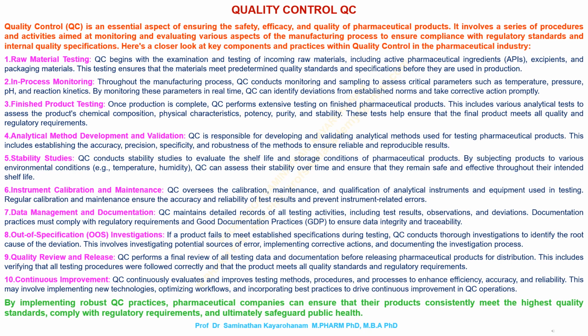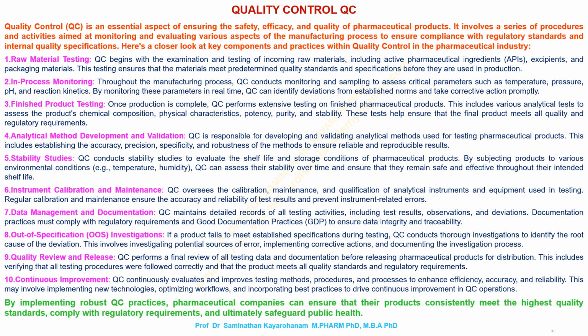production. In-process monitoring. Throughout the manufacturing process, QC conducts monitoring and sampling to assess critical parameters such as temperature, pressure, pH, and reaction kinetics. By monitoring these parameters in real time, QC can identify deviations from established norms and take corrective action promptly.